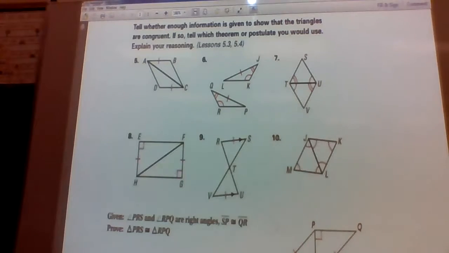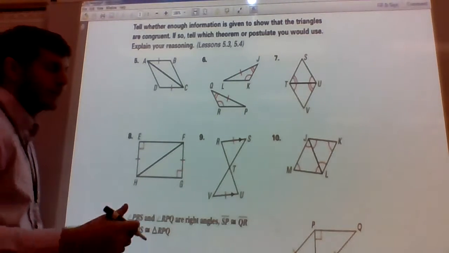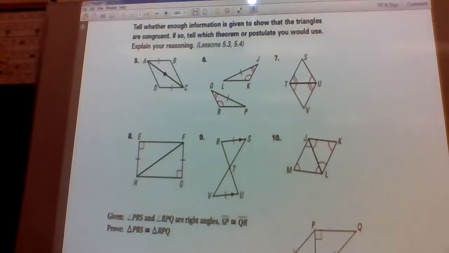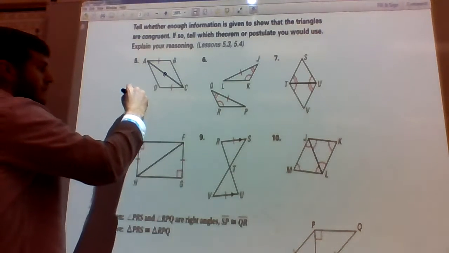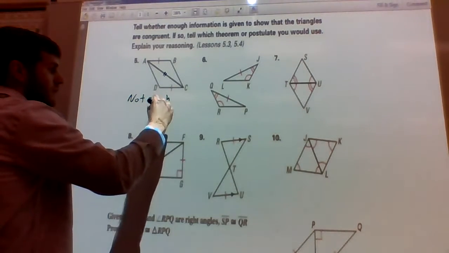Number 5, again, we can use reflexive or vertical angles because that's part of the diagram. But that's about all we can tell. All we can tell is that we have two sides that are congruent. We can't tell any angles. We can't tell the third side. So there's nothing more we can do. All we have is side, side, which isn't going to be good enough for any of our postulates. So we have to say there's not enough information.